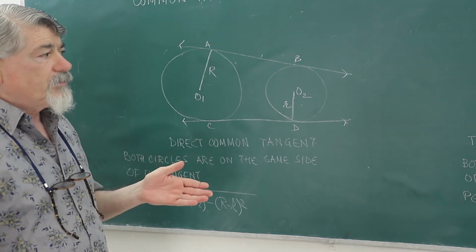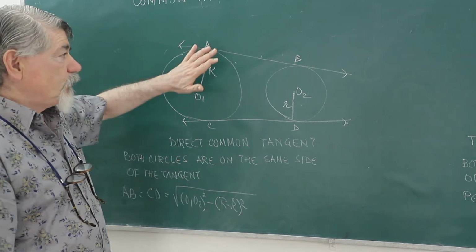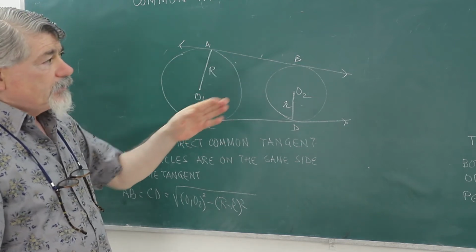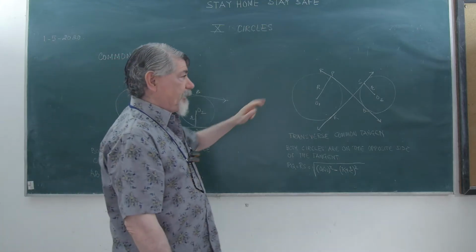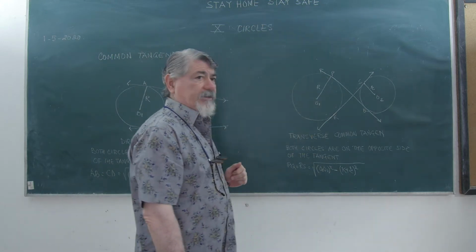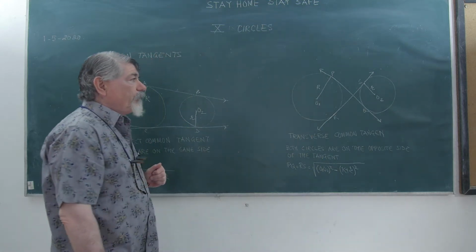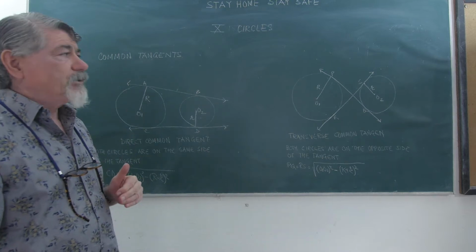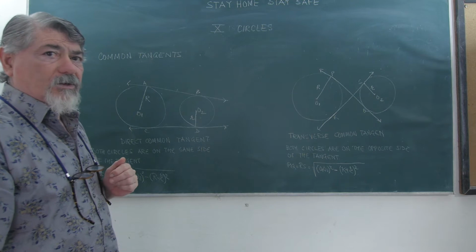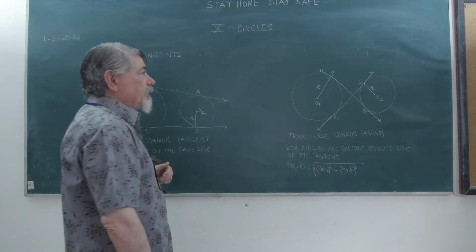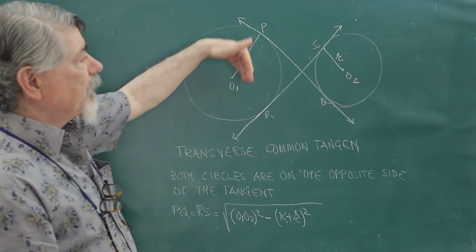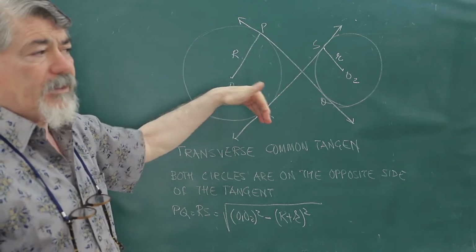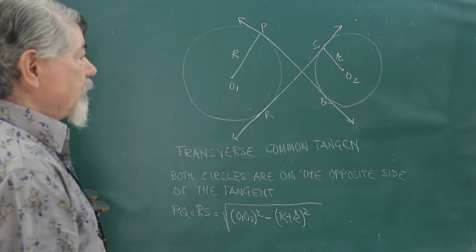Now let us talk of the other possibility. This was one possibility of common tangent. There is another possibility. Like here, in this case, if you look at this figure, you will find that there are two tangents which can be drawn to these two circles also. The only thing is that both the circles are lying on either side of the tangent. They are not lying on the same side as in this case.